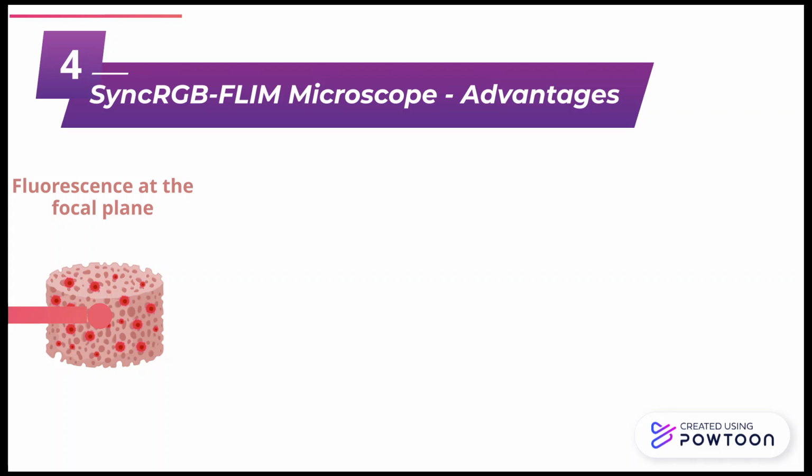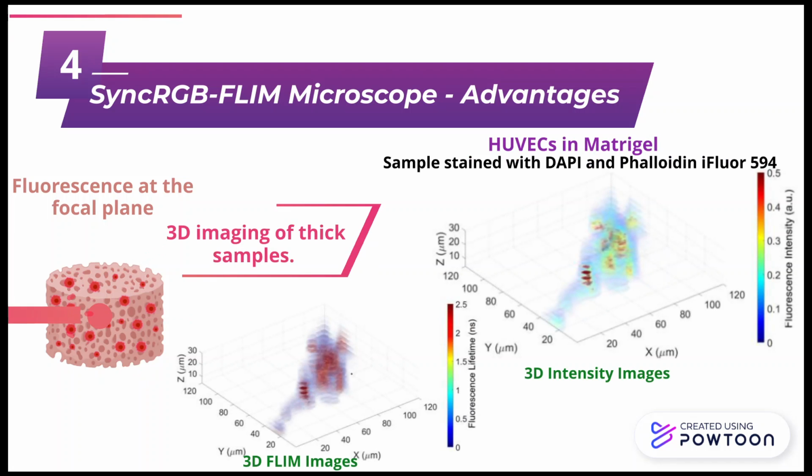This technology only generates fluorescence at the focal plane, avoiding out-of-focus fluorescence. This increases the imaging depth for more reliable 3D imaging. Here we have an example of 3D imaging of UVEC in Matrigel stained with DAPI and phalloidin. Additionally, this characteristic decreases photobleaching and phototoxicity generated during imaging.